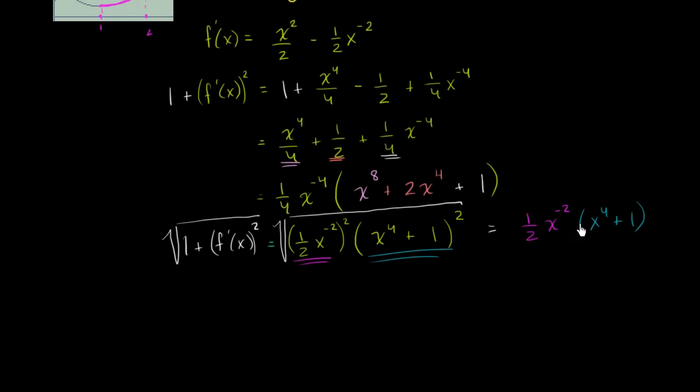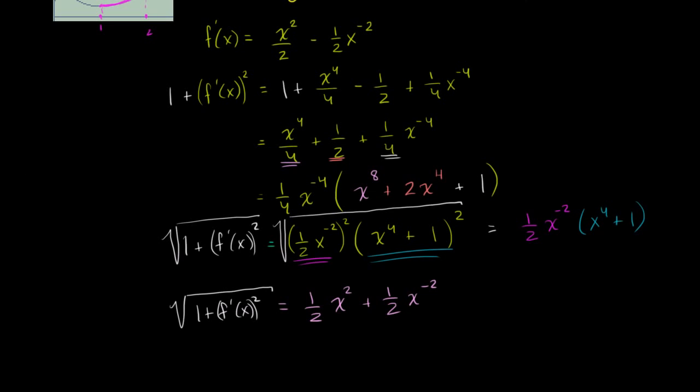Or I could actually, now that I did all of this to put this in a form that I could actually recognize, now I can distribute things back. This is going to be equal to 1/2 x to the negative 2 times x to the fourth is x squared. 1/2 x squared plus 1/2 x to the negative 2. Let me rewrite this. So that's 1 plus f prime of x squared.